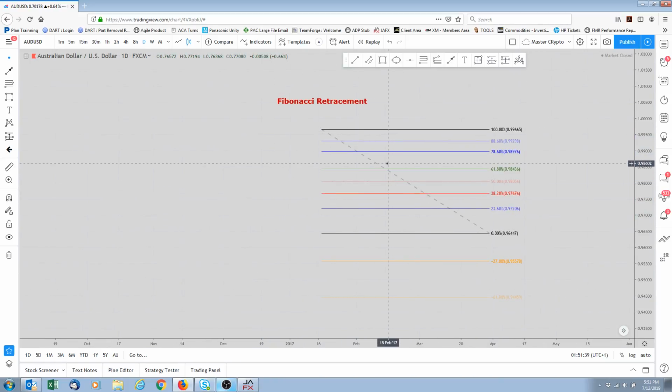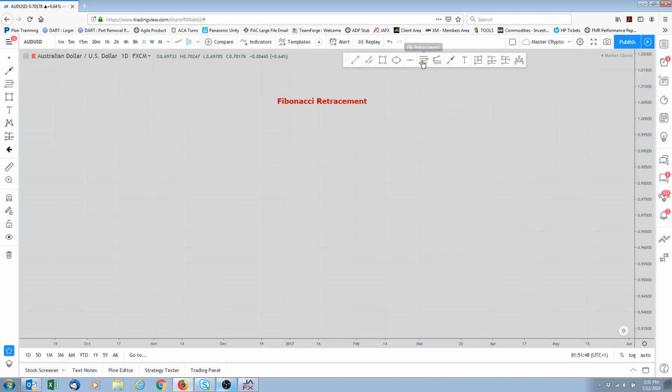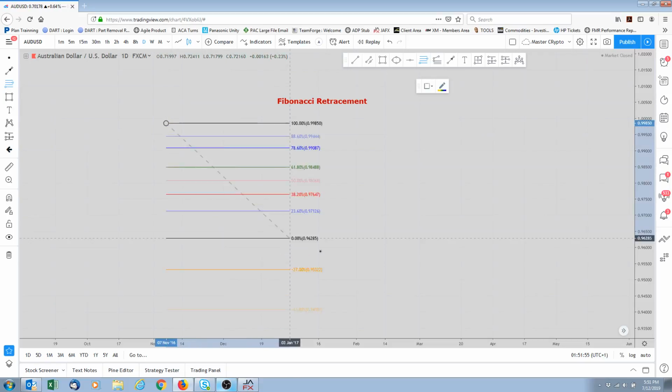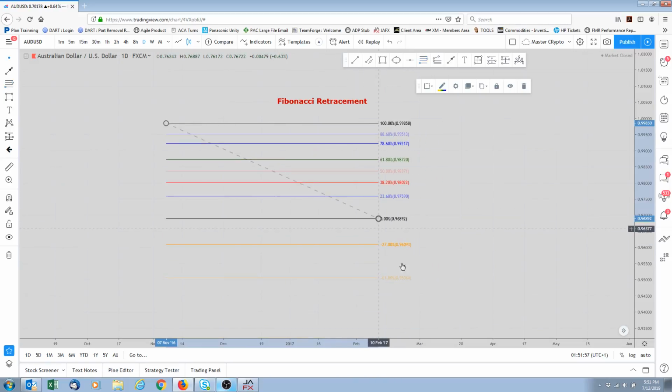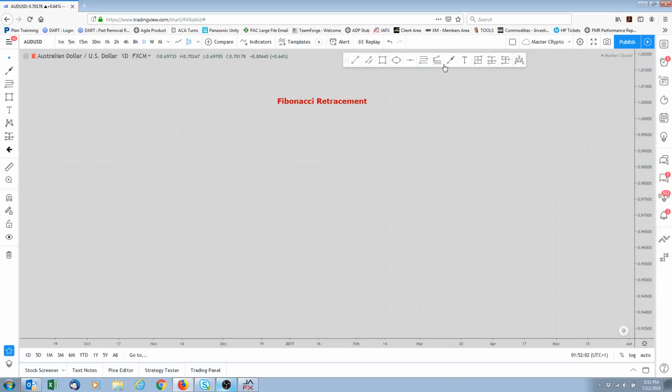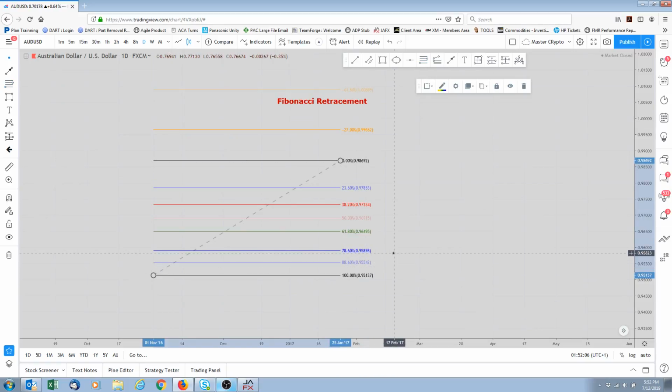Okay, so Fibonacci retracement. I'm just going to delete this one. Just click on it and hit delete. So you click on it once. If it's a downtrend, you click from the high to the low. And if it's an uptrend, you're going to go from bottom to above. And so what this does is, actually, I'll show you a little bit lower.